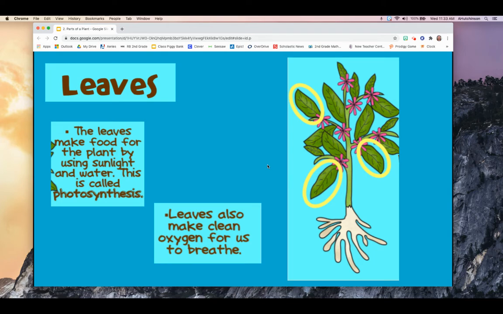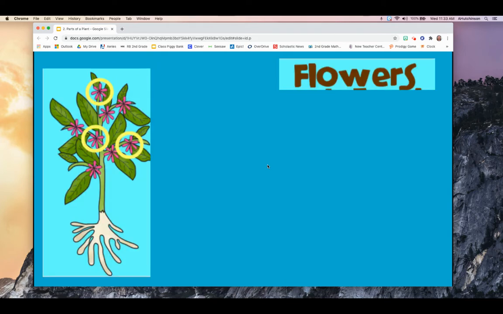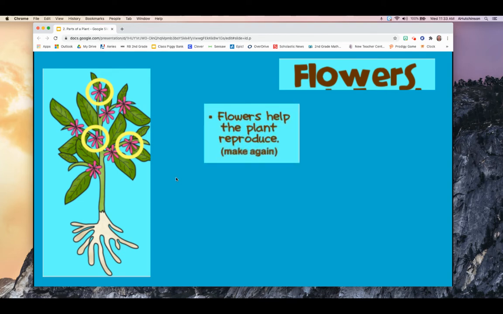The last part of the plant we're going to talk about are the flowers. I know that you second grade scientists know a lot about flowers. You probably have flowers in your gardens, you see them when you go on walks. Here are some of the important things to know about flowers.